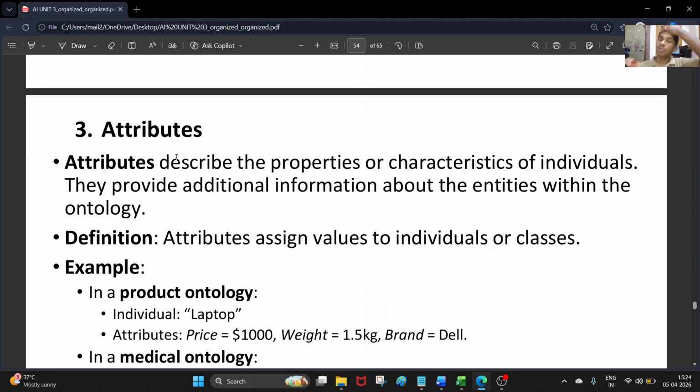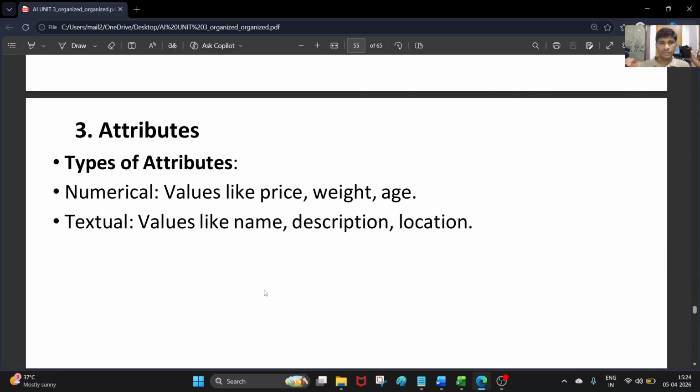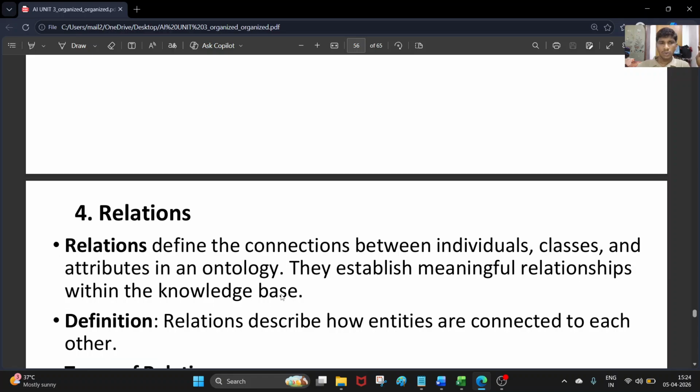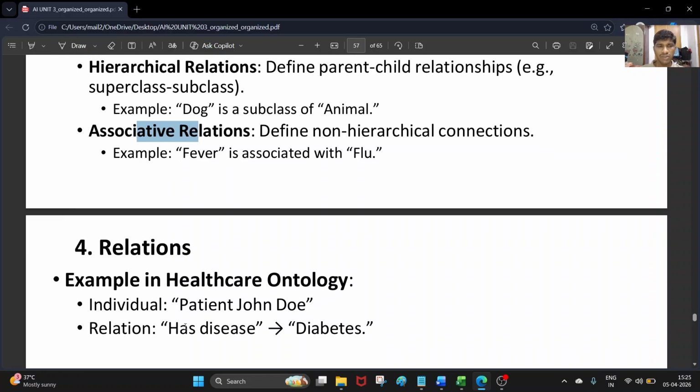Attributes are the properties or characteristics of an individual. For example, in a product ontology, the individual is a laptop and its attributes are price, weight, and brand. Types of attributes are numerical attributes and textual attributes. Numerical attributes are like price, weight, and age, and textual attributes are such as name, description, and location. Relation defines the connection between the individuals and the class attributes in an ontology. They specify a meaningful relation within a knowledge base. What are the types of relation? Hierarchical relations and associative relations.